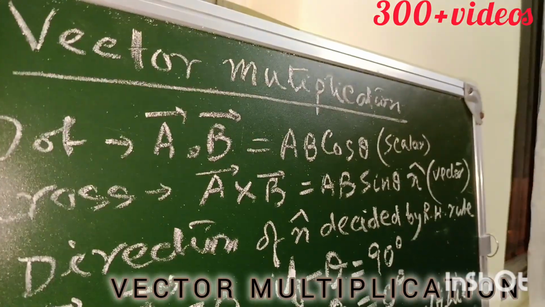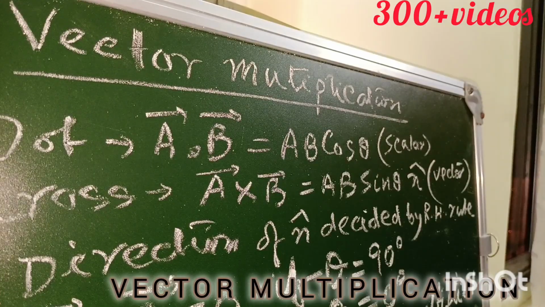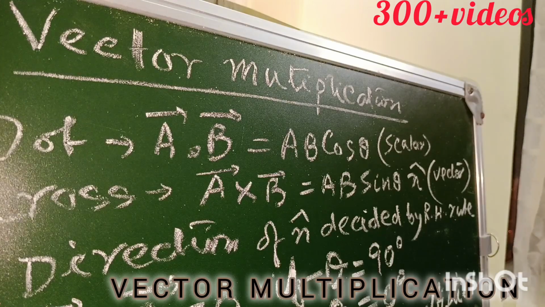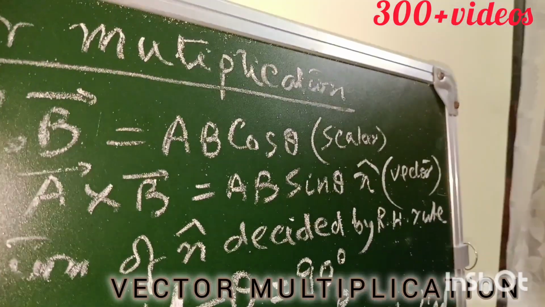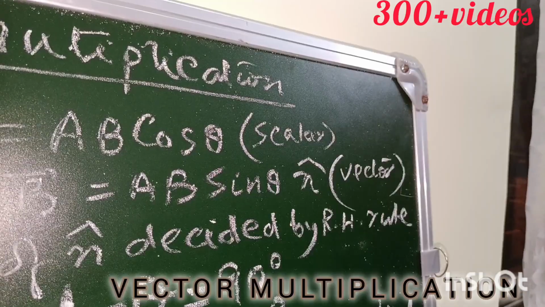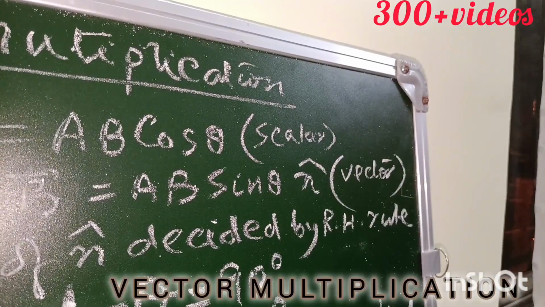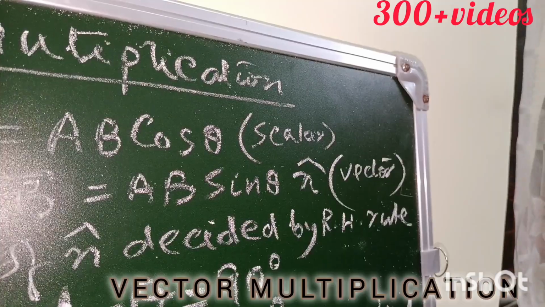Now, how do you get the direction of n vector, meaning the direction of the cross product? That will be decided by the right hand thumb rule. This is a very important rule in physics. The right hand thumb rule is very simple, although it is also very confusing.